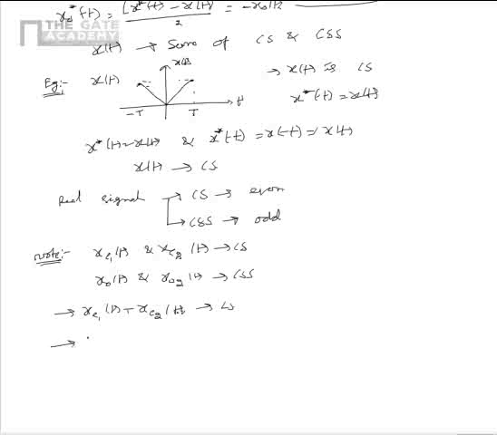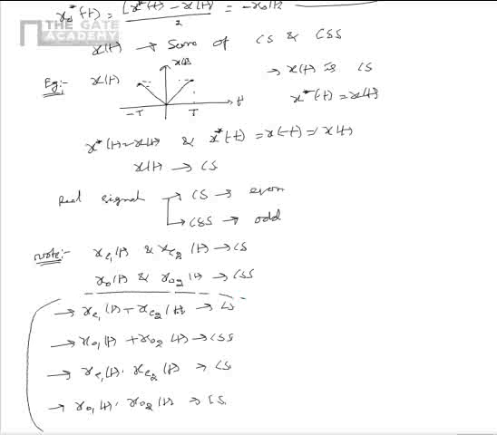conjugate symmetric individually. Similarly, xo1 of t plus xo2 of t would be conjugate skew symmetric, and xe1 of t multiplied by xe2 of t would be conjugate symmetric, and xo1 of t multiplied by xo2 of t would be conjugate symmetric. So, given two signals which are either conjugate symmetric or conjugate skew symmetric, we can apply different operations on the signals and can deduce the conjugate symmetry or skew symmetric properties from the given salient points.